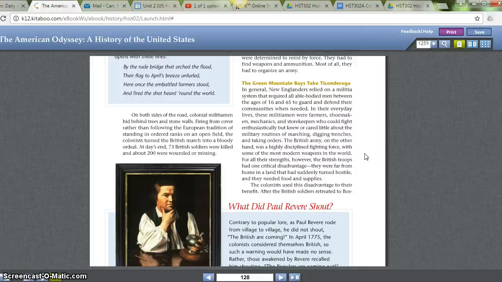For all their strengths, however, the British troops had one critical disadvantage. They were far from home on a land that had suddenly turned hostile, and they needed food and supplies. The colonists used this disadvantage to their benefit.